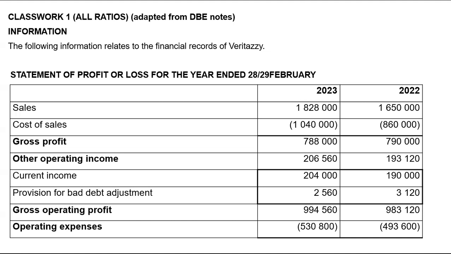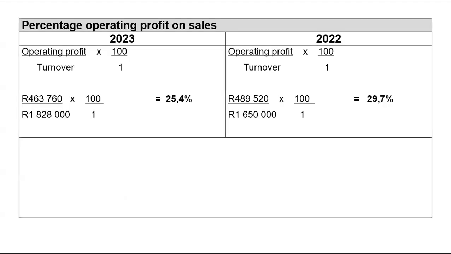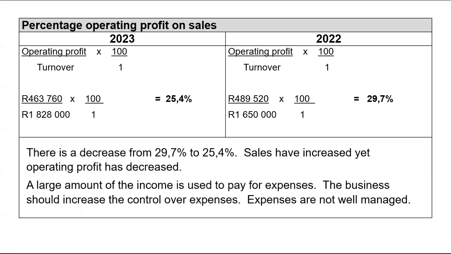So you will state the decrease and mention what could have caused the decline, right? In this case, we can tell that other operating income is not the reason for the decline. Now, there is a decline from 29.7% to 25.4%. Sales have increased, yet operating profit has decreased. And as I've mentioned, it might not be because of other operating income. It goes back to your cost of sales figure, okay?